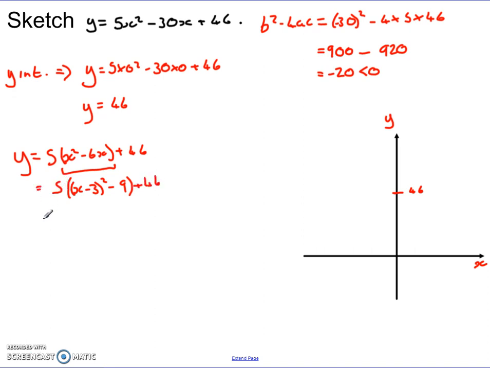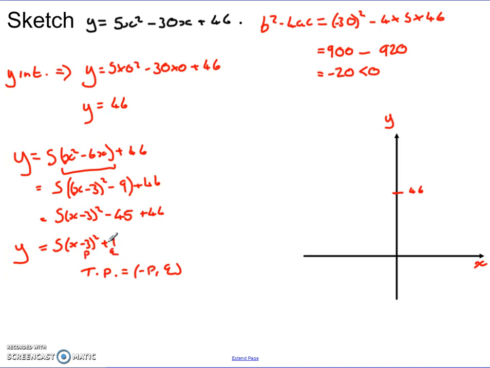At this point, I can then start to simplify the whole thing out. So I get 5 bracket x minus 3 squared, take away 5 9s are 45, plus 46. And I can then simplify and get 5 bracket x minus 3 squared plus 1, and there is my function in completed square form. So from that, I can read off my turning point. Now remember, it's negative p, q, the p is the part in the brackets, and the q is the part at the end. Q is 1, p is negative 3, remember the sign goes with it, so it's minus minus 3, so my turning point is at 3, 1.